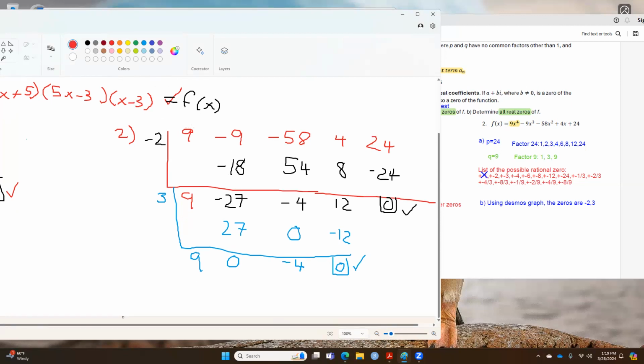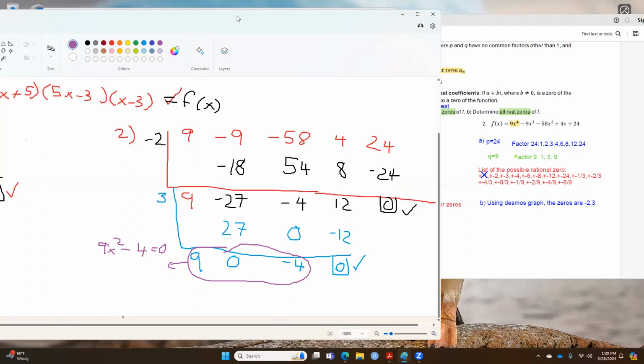So what happened now is power 4 became power 3. And power 3, the new one that you find here, is going to be a power 2. So that means this quotient can be written down as 9x squared minus 4 equals 0. And again, because there's no x term here, your x term is 0.